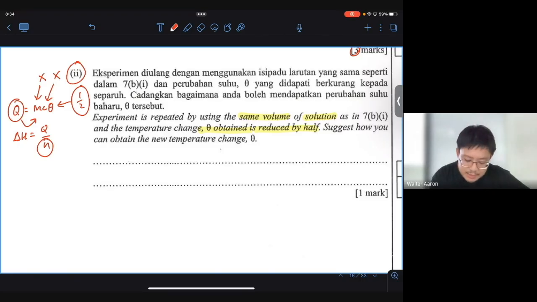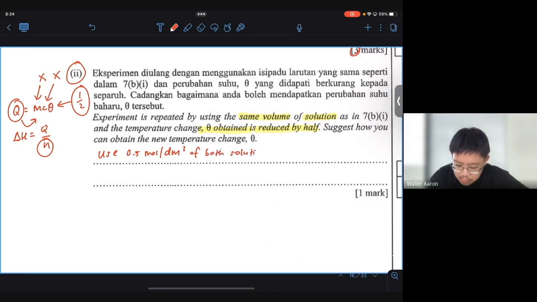Okay. So the answer here will be: use 0.5 mole per dm cube of both solutions.